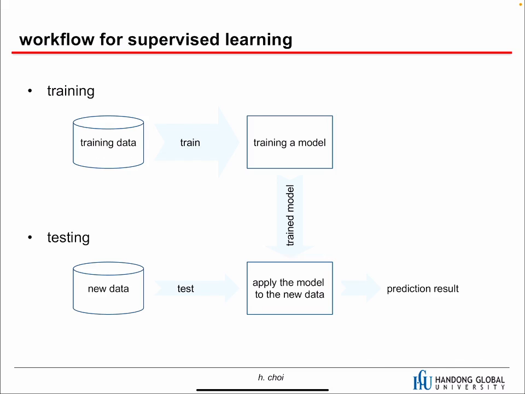For supervised learning, there is a workflow. For training, we have training data to train the model. With the training data, we train the model, and now we have a trained model. Then for testing, we have new data. We apply the trained model to this new data, and then we have a prediction result. This could be classification or regression, it doesn't matter. We follow the same workflow for classification and regression: we train, and then we apply the trained model to the test data.